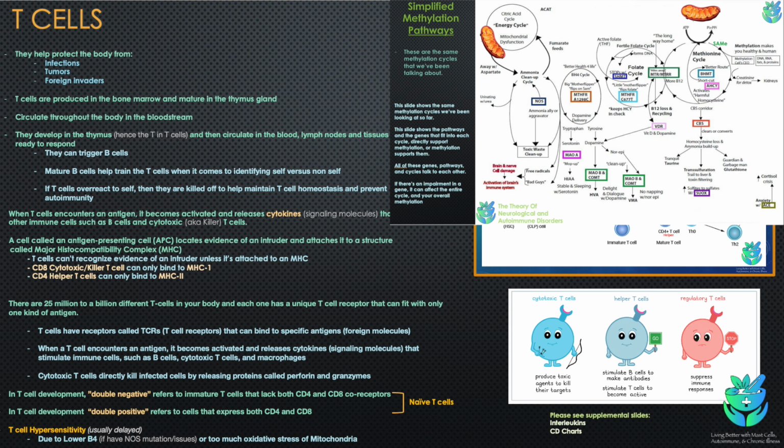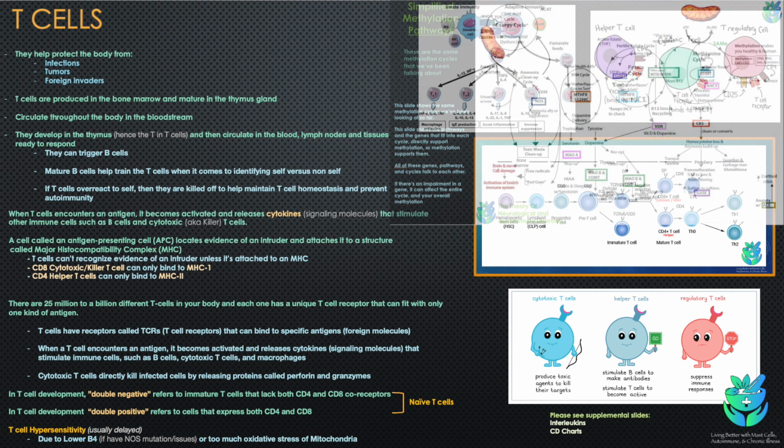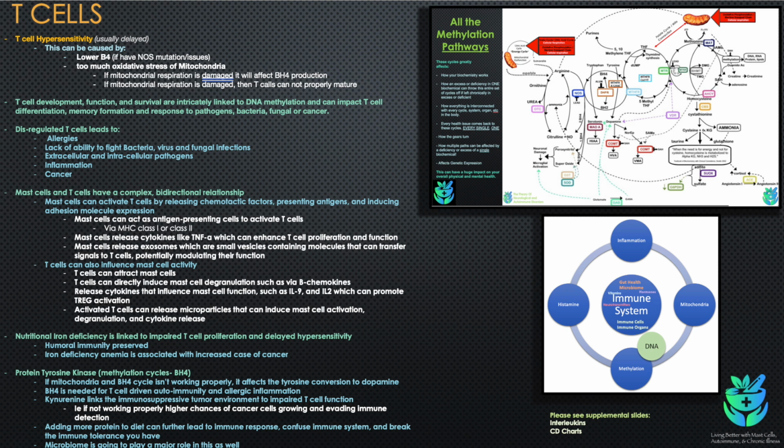And what's going to happen is if you're drinking, smoking, have high stress, drinking caffeine and other high oxidizing foods, it can cause stress in the mitochondria. And if that happens, you're going to wind up hypersensitizing your T cells, which causes autoimmune issues. When it comes to T cell hypersensitivity, it's not right away, it's usually delayed. Too much oxidative stress of mitochondria is going to affect your T cells, and you're going to have lower BH4, like I said, if you have the NOS mutation or issues there.